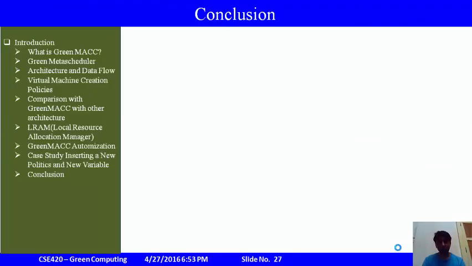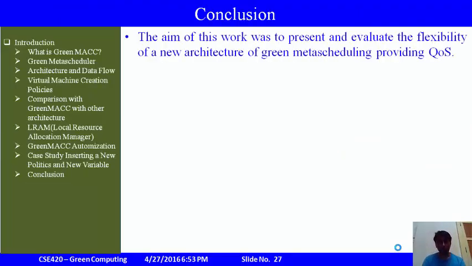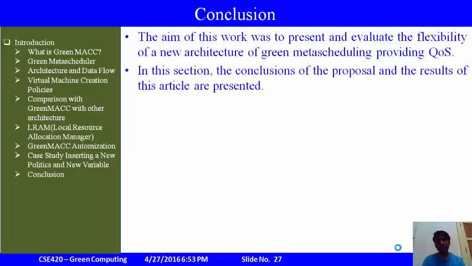Now finally we come to the conclusion. We can conclude that the aim of this work was to present and evaluate the flexibility of a new architecture of green meta-scheduling providing quality of service. In this section, the conclusions of the proposal and the result of this article are presented.